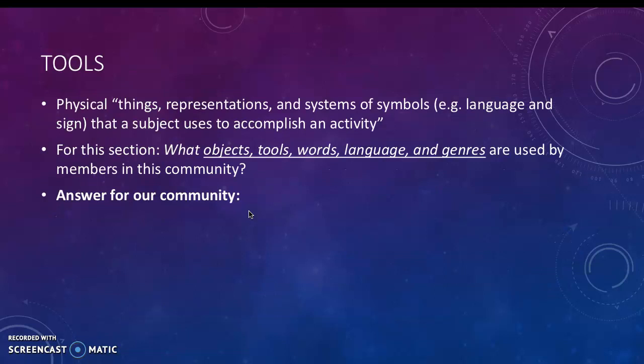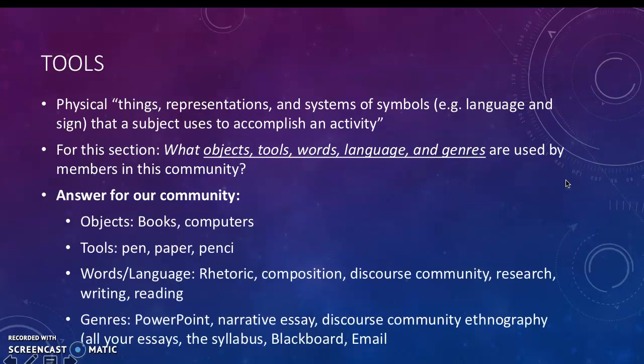Tools. This one's nice. The reason I like tools is because it kind of combines things. Swales had them separate. He had genres as one characteristic of his community, he had intercommunication as one, and he had lexis. But I like this part because it just funnels it all together. So for this section, think of all of this: objects, tools, words, language, and genres. So let's think of all these examples.